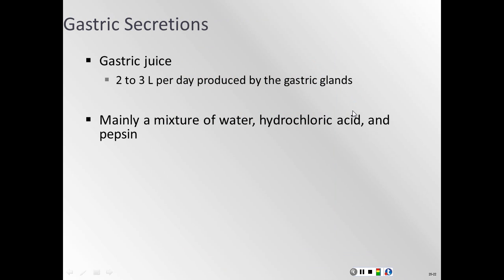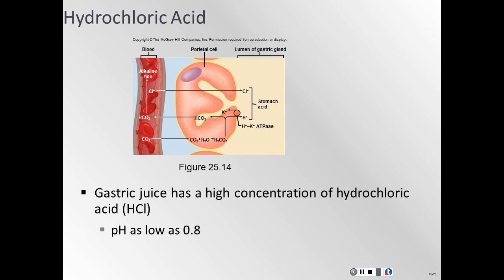All right, so let's look at the gastric secretions of the gastric glands. They produce about 2 to 3 liters of gastric juice per day, composed mainly of water, hydrochloric acid, and pepsin. Gastric juice has a high concentration of hydrochloric acid and a pH as low as 0.8.